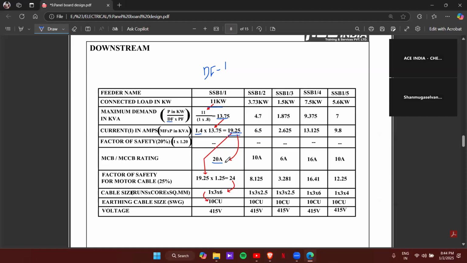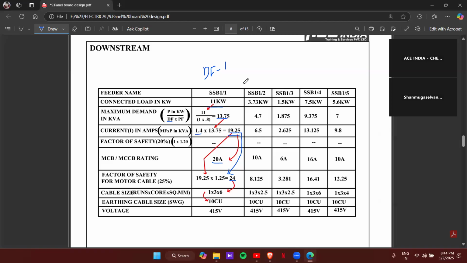And here we will do factor of safety for cables actually, because MCB will have the capacity to carry extra current, but cable doesn't have the capacity to carry the extra current. So whatever is your current rating, 25 percentage extra will be considered. Usually if you got 20 ampere MCB, you will go for 20 ampere cable size. But here you can see that we have 19.25. So 19.25 into 1.25 will get 24. After 24, next available rating will be 25 ampere. So we have to select the cable size for the 25 ampere.